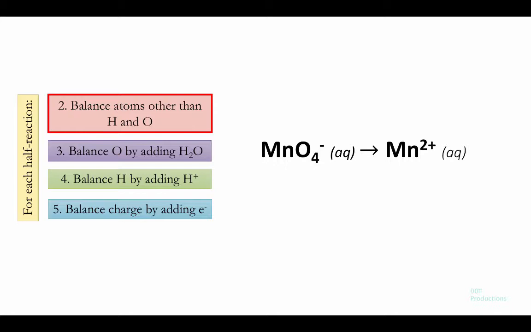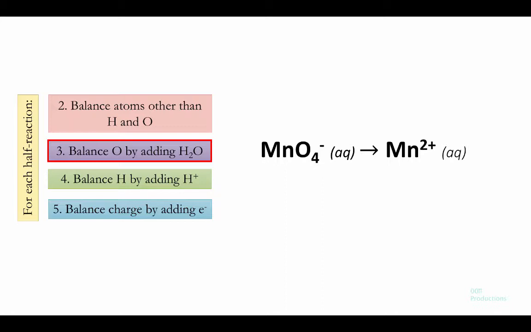And we're going to start by balancing the atoms other than hydrogen or oxygen. And that's going to be manganese here because this is a manganese half reaction. So luckily that's already done here because we only have 1 manganese atom on each side. Let's go on to step 3. Remember, in step 3, we're balancing the oxygens by adding water. This was one of the reasons we realized our redox reaction wasn't balanced. We have oxygens on one side and not on the other.